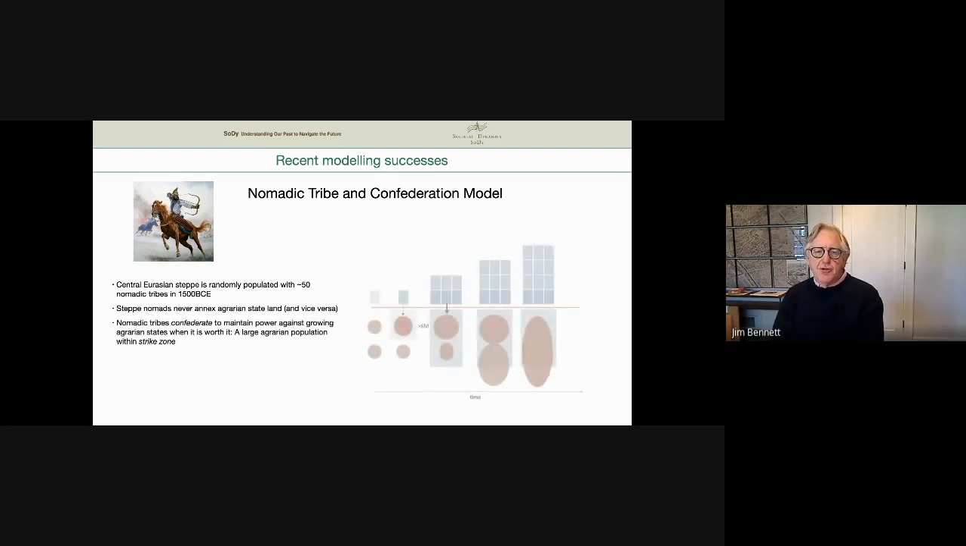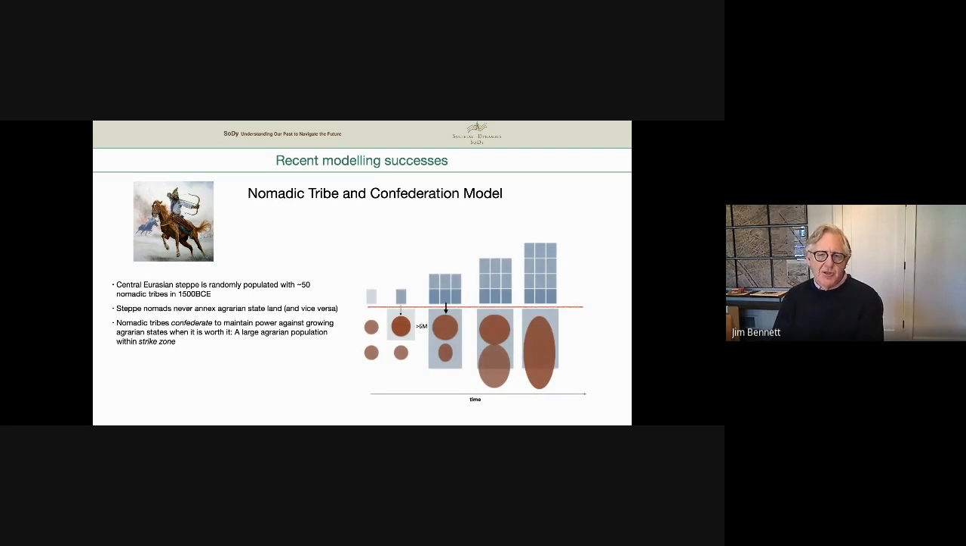But nomadic tribes could end up confederating with one another to maintain their power as the agrarian states grew and learned from the steppes how to build more and more military power. But the confederations could only strike so far into the agrarian world.